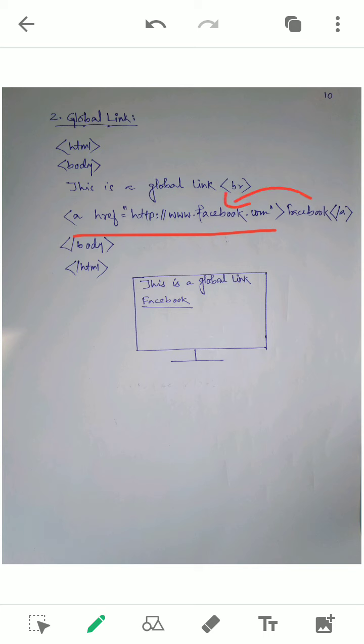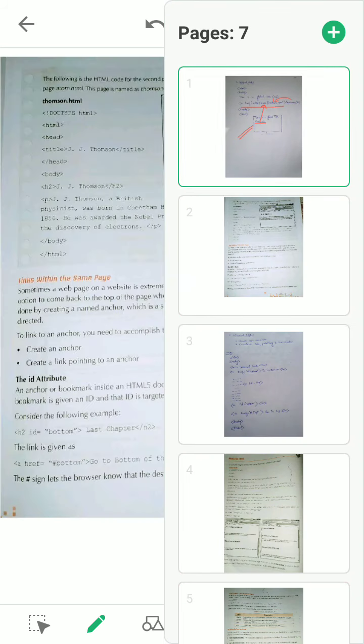You can see whenever you click this one, Facebook, it will visit this website www.facebook.com. So this is a global link, which means we can say this is one type of external link which will change from one website to another website. Here you can see this output will come. This is your output and it will be underlined like that, and when someone clicks this one, we can visit this website.